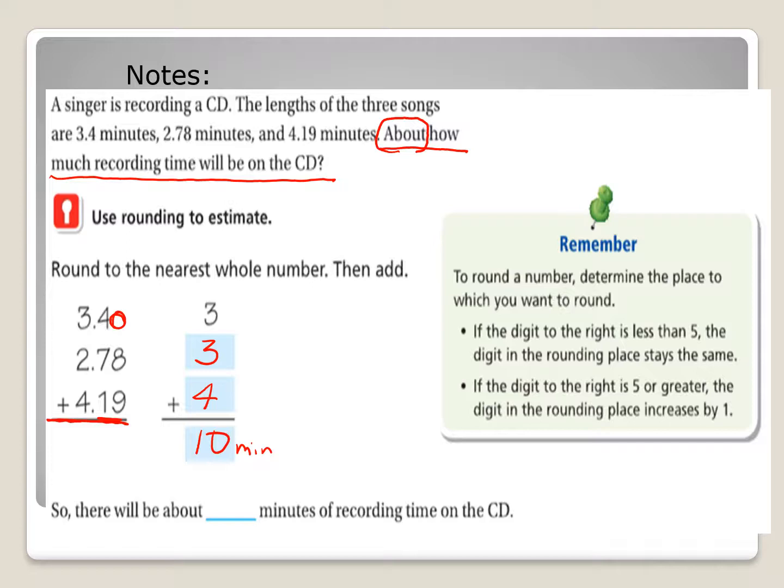And then let's find the actual answer. 9 plus 8 is 17. 7 plus 1 is 8. Plus 4 is 12. Plus 1 is 13. Drop my decimal. Carry that whole number. 2 plus 4 is 6. Plus 3 is 9. Plus 1 is 10. So 10 and 37/100 is in between 10 whole and 11 whole, and it's closer to 10. So there will be about 10 minutes of recording time on this CD. All right. Nothing really new. We've done rounding of decimals and we've added. Today we're just adding the decimal part in.